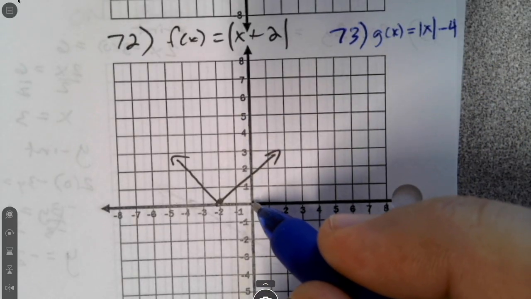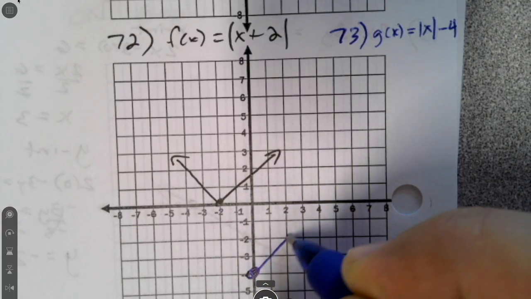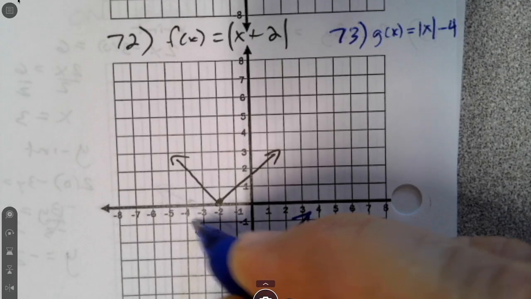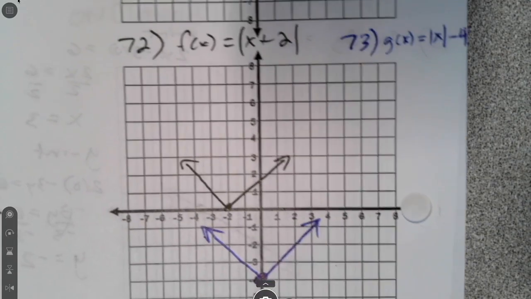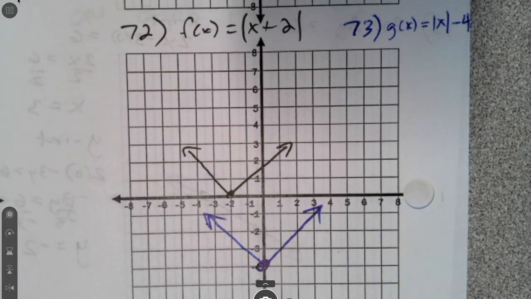So instead of the vertex or the corner being the origin, we go down to the -4. We make that the vertex. So that meant right 2. This one meant down 4.